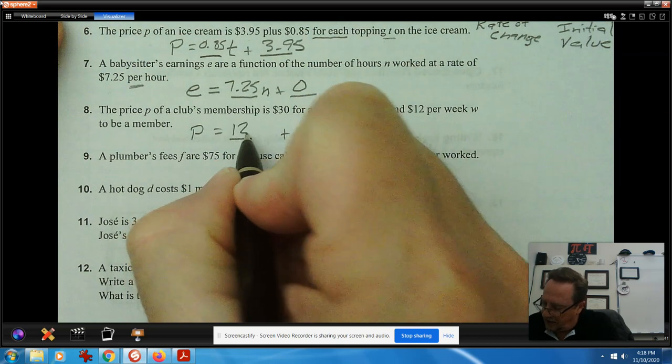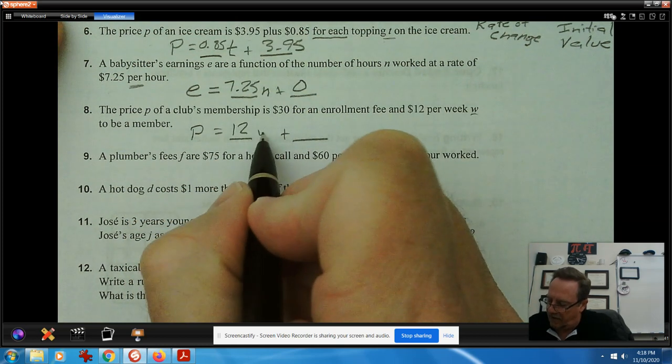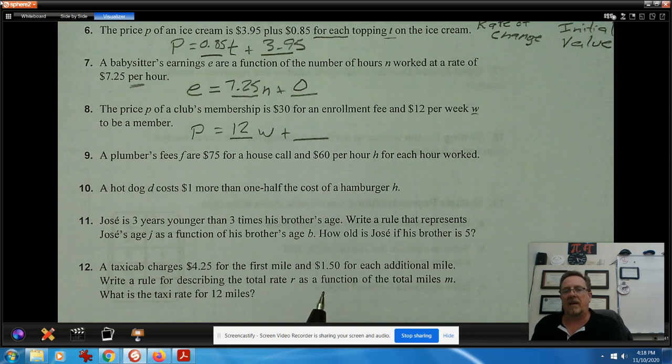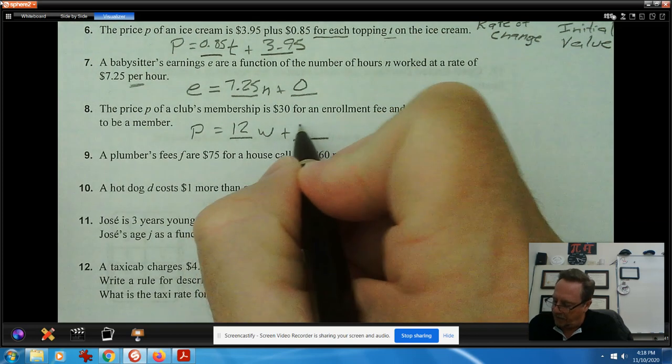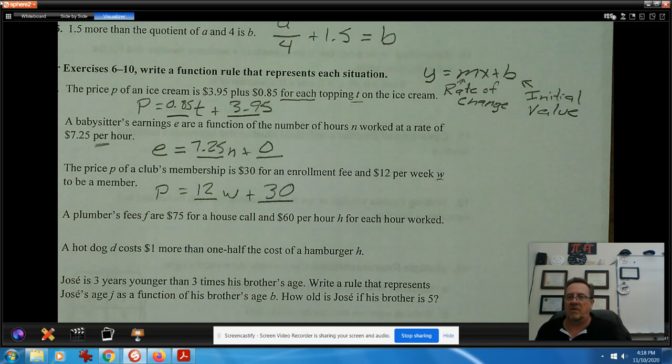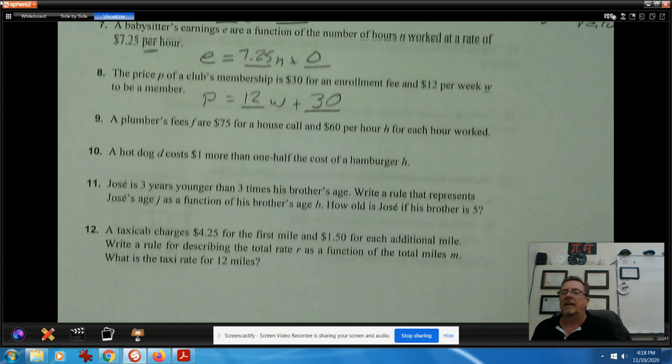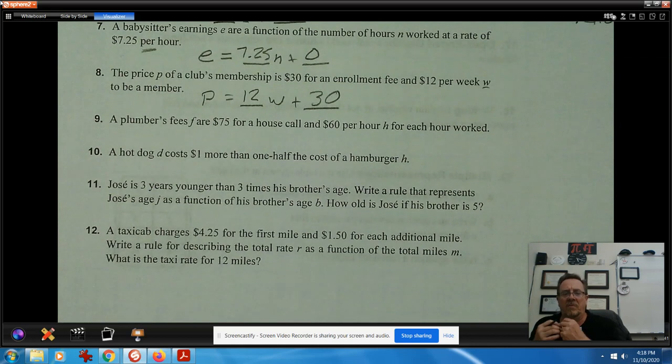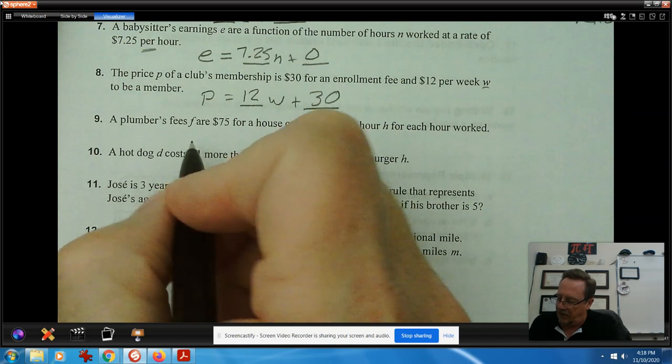12 is our rate of change. W is the other variable we're looking for here. And the initial value, what you have to pay up front, is $30. Before anything happens, you have to pay $30 to enroll. Then you pay $12 per week. So 30 is our initial value. Right on. Okay, and remember, it's always Y is equal to MX plus B, our rate of change times the variable plus an initial value. It's a real formula-like thing. You just keep plugging away with the same formula.